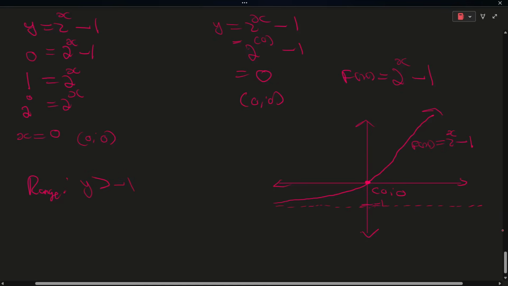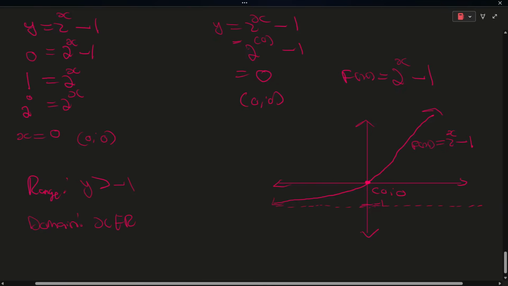For the domain, x is going to be an element of all real numbers. Starting from 0 to the negative x-axis, my graph exists. Starting from 0 to the positive x-axis, my graph exists. That's why x is an element of all real numbers.